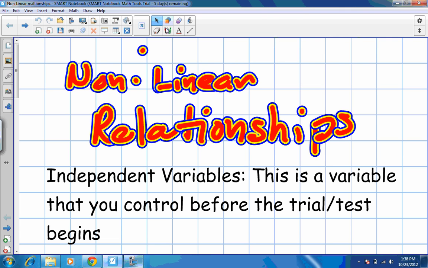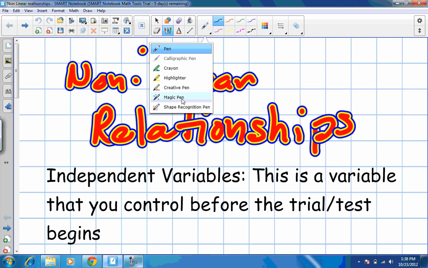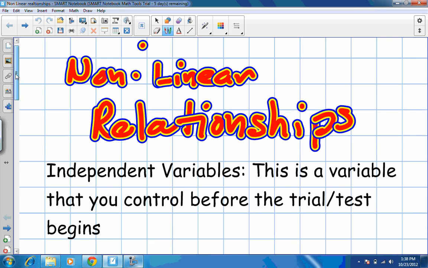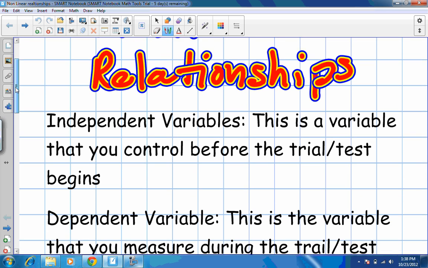All right, we're going to go over nonlinear relationships. There's a couple important definitions you have to know in order to understand nonlinear relationships, especially when we're putting them onto a graph. Now, you technically should have gone over this in grade 9.